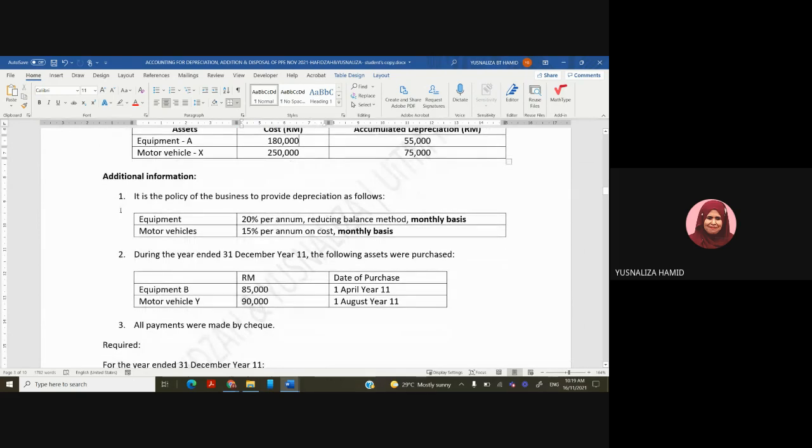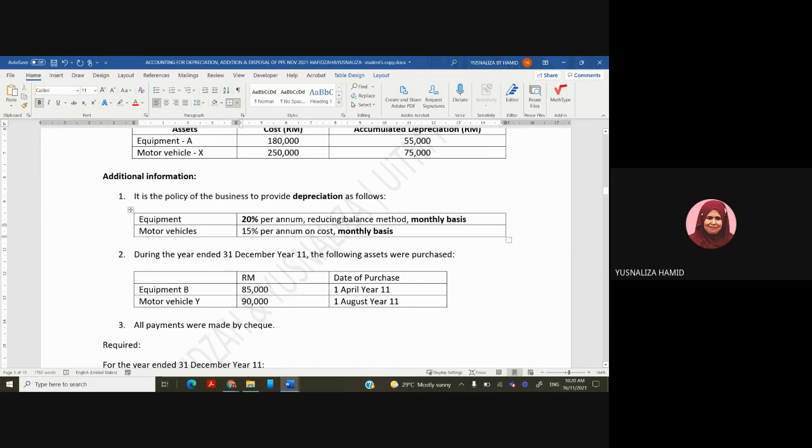Here is the challenge, where you have the information regarding the depreciation that the company provides, as follows. The depreciation provided is 20% per annum. That means the rate is 20%, and you are going to charge it using the reducing balance method. Reducing balance method means it will be charged based on the carrying amount, and you are using monthly basis. Monthly basis means you are going to provide depreciation according to the month of ownership.